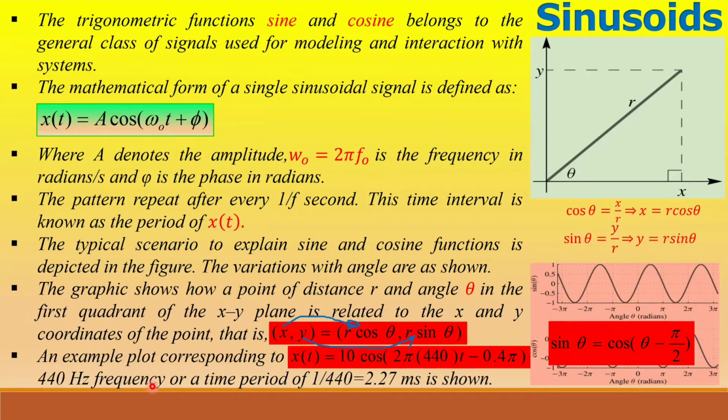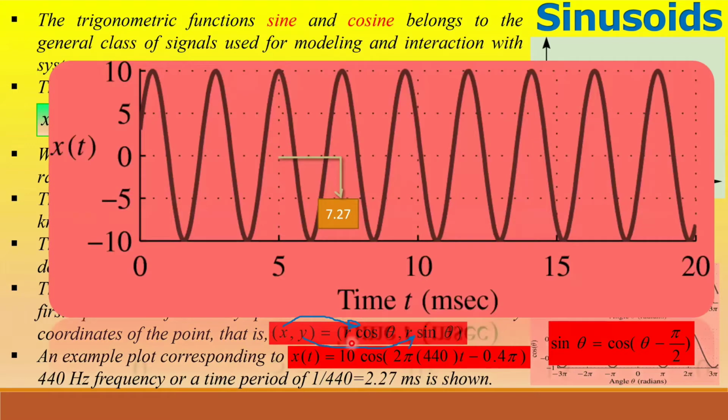An example plot corresponding to x(t) = 10 cos(2π·440t + 0.4π), that is, 440 Hz frequency, or a time period of 1/440 = 2.27 milliseconds, is shown. The waveform repeats after every 2.27 milliseconds, that is, the time between two consecutive maxima, or minima, or zero crossings is the same.